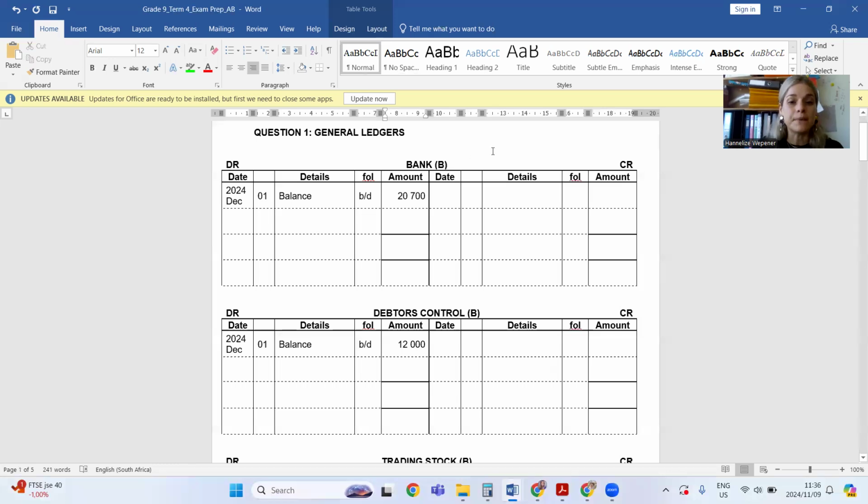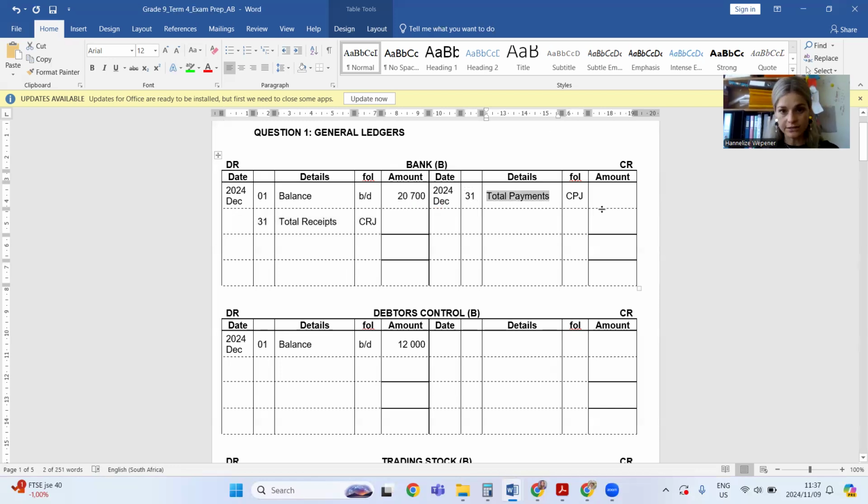But for now, bank. Bank is one of those accounts that will never change, apart from the fact that in your FET phase, it could be that you have a bank overdraft. But for now, you're always going to have total receipts as per the CRJ, and you're going to have your total payments on the credit side. Because remember, you're working with an asset account here. So your asset increases on the debit side. In other words, whenever you receive money, your bank account is increasing. Whenever you are paying, your bank account is decreasing.